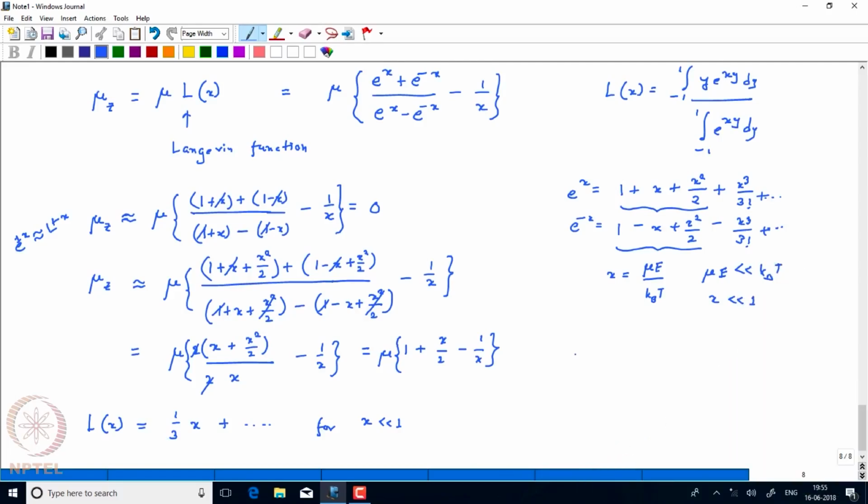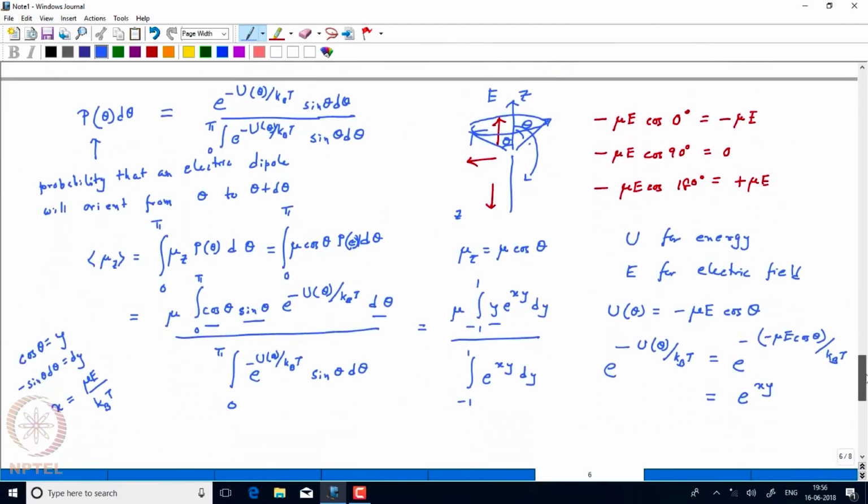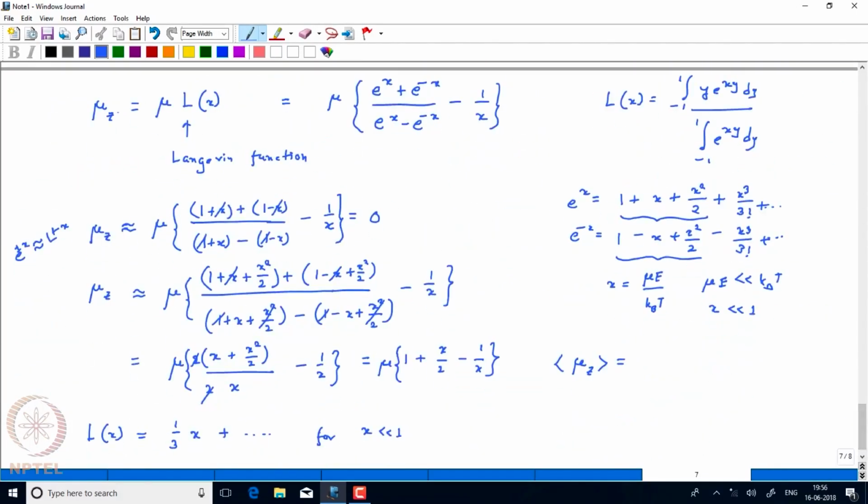what we just got is mu z, or the average value of the z component, is nothing but, let us look back. So I have one mu here, and then I have basically the Langevin function, and the Langevin function is telling me it is 1/3 of x. So it is mu times 1/3 of x, and x itself is mu e by kBt, so it is nothing but mu square e by 3 kBt.